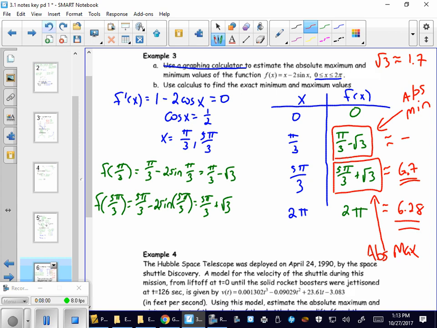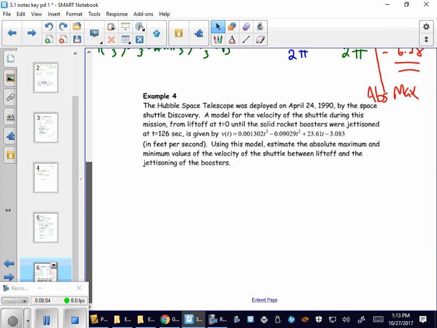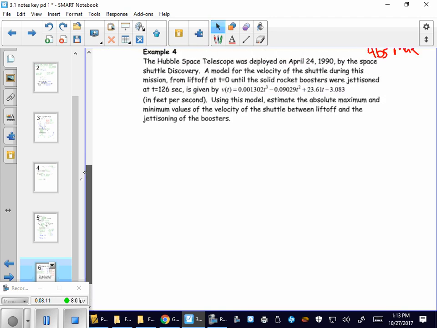All right, last example. This is probably my favorite one. I wish we could have done this one in class because I actually like talking about what's actually happening here. This is actual data. This is real life stuff right here. So it says the Hubble Space Telescope was deployed on April 24th, 1990 by the Space Shuttle Discovery. That is actually true. That's when it happened.